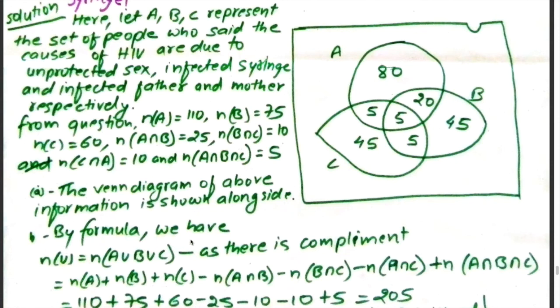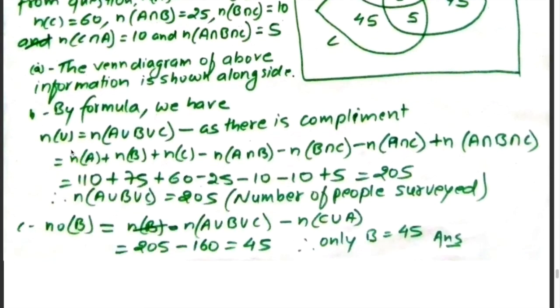Here, using the formula, we can find some of the values. Here, n(U) equals n(A union B union C), as there is no complement. This means every person has said some answer, so n(U) equals n(A union B union C), and we have one more formula here: n(A) plus n(B) plus n(C) minus n(A intersection B) minus n(B intersection C) minus n(A intersection C) plus n(A intersection B intersection C).